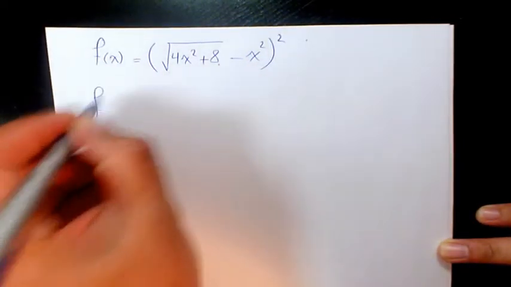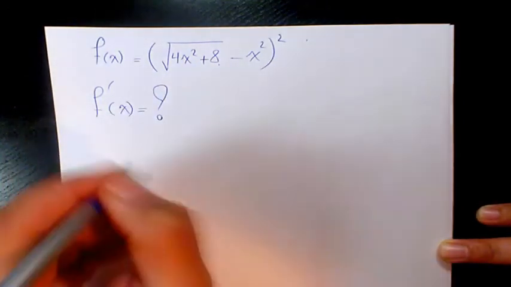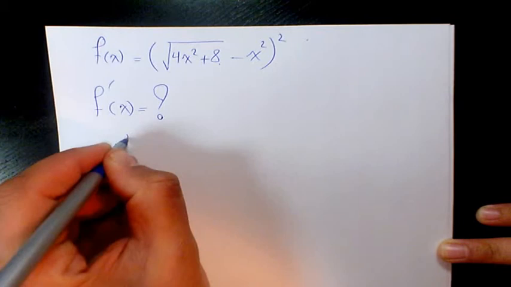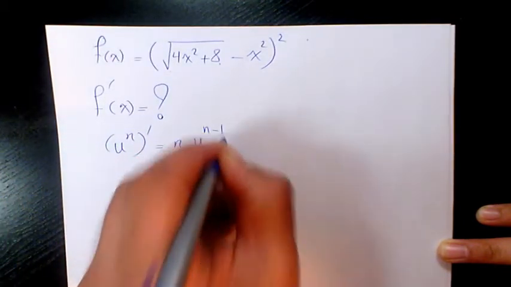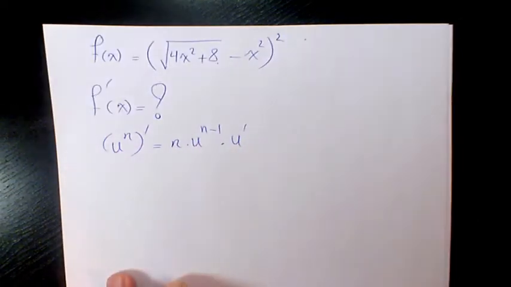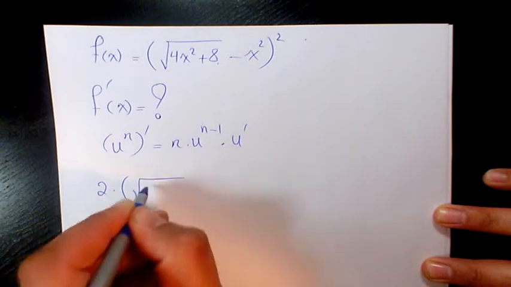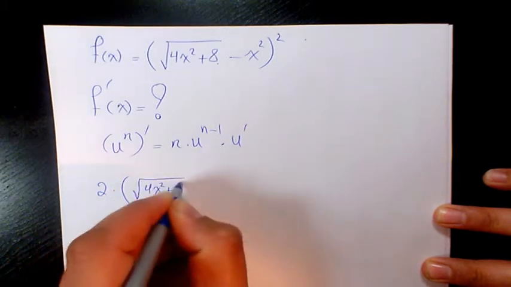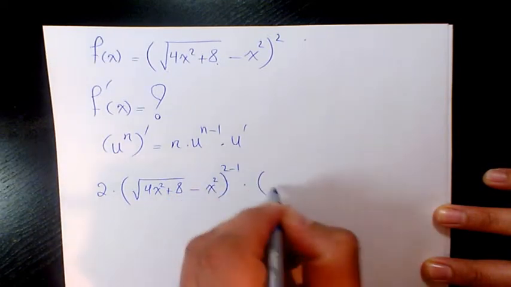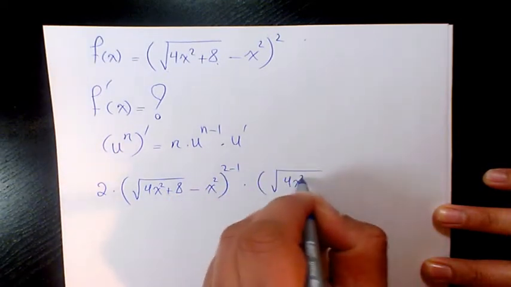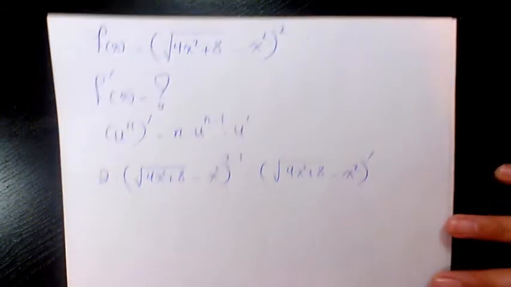So for finding f prime, we can use the chain rule. u to the power of n: it's going to be n times u to the power of n minus 1 times u prime. So that's going to be 2 times the square root of 4x squared plus 8 minus x squared to the power of 2 minus 1, times the derivative of the square root of 4x squared plus 8 minus x squared.